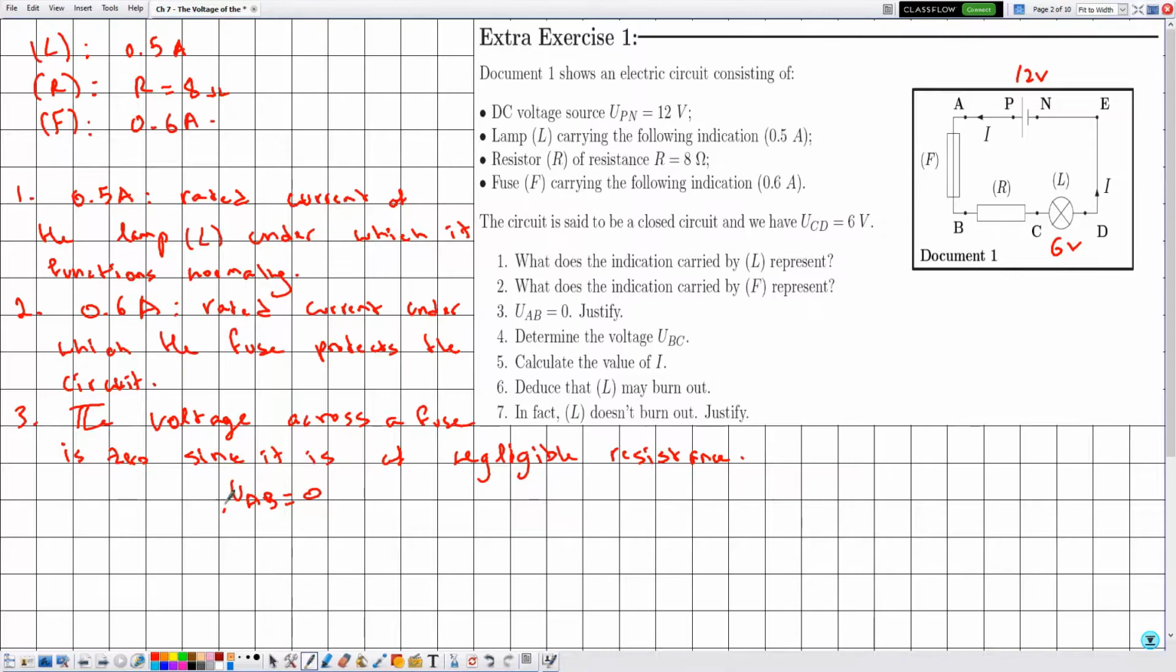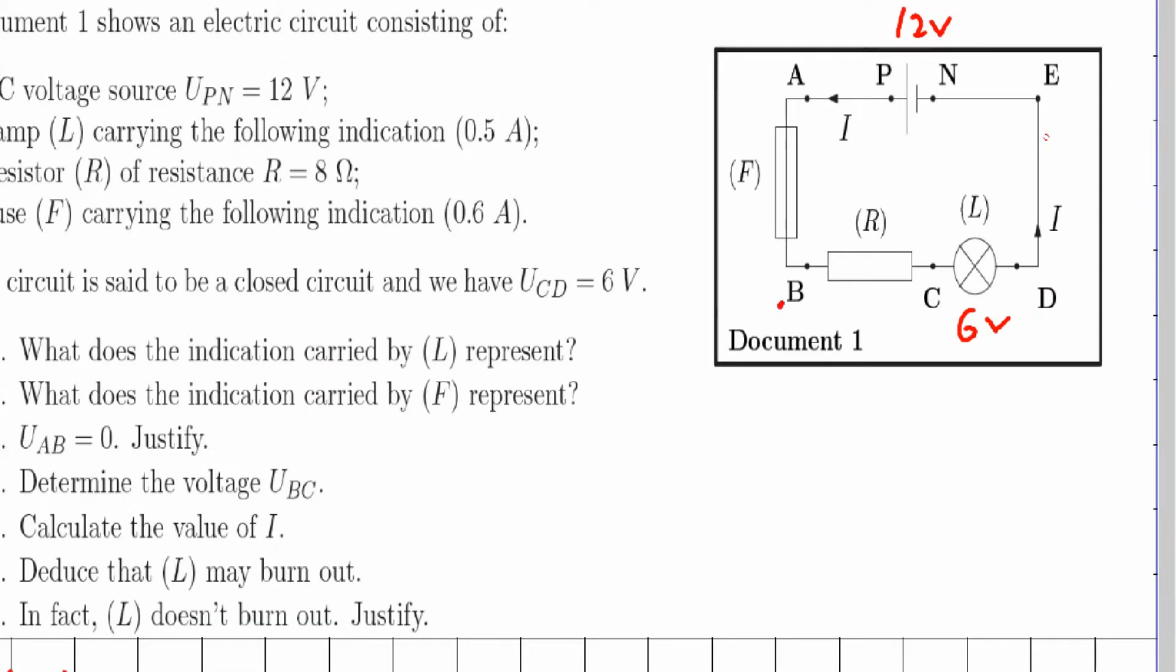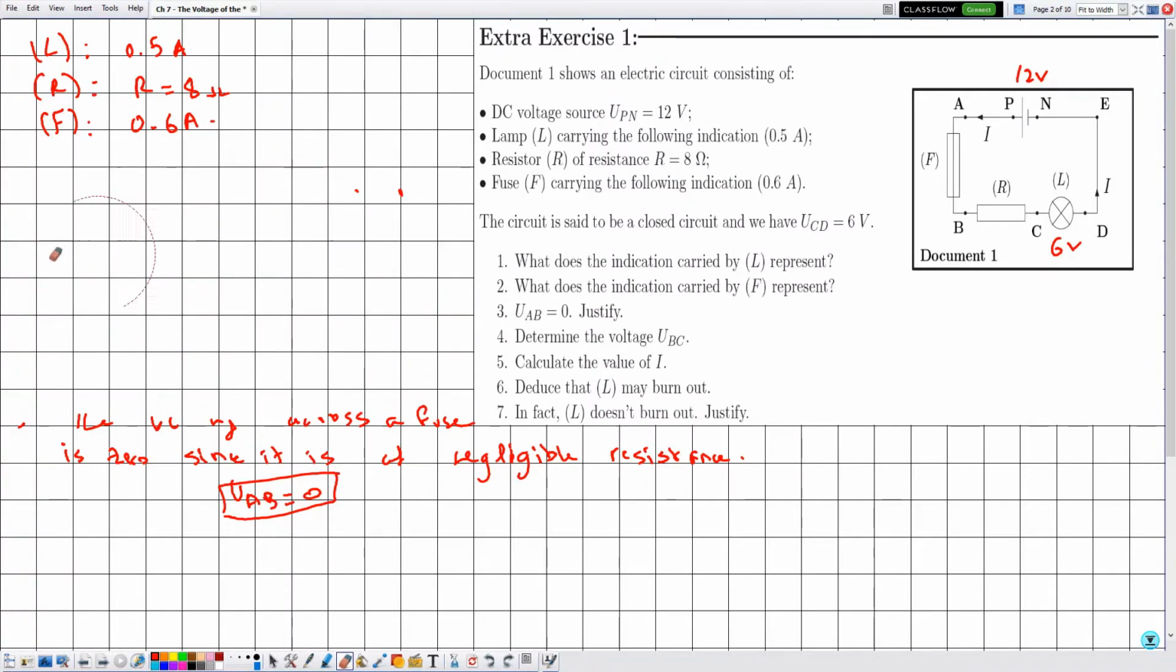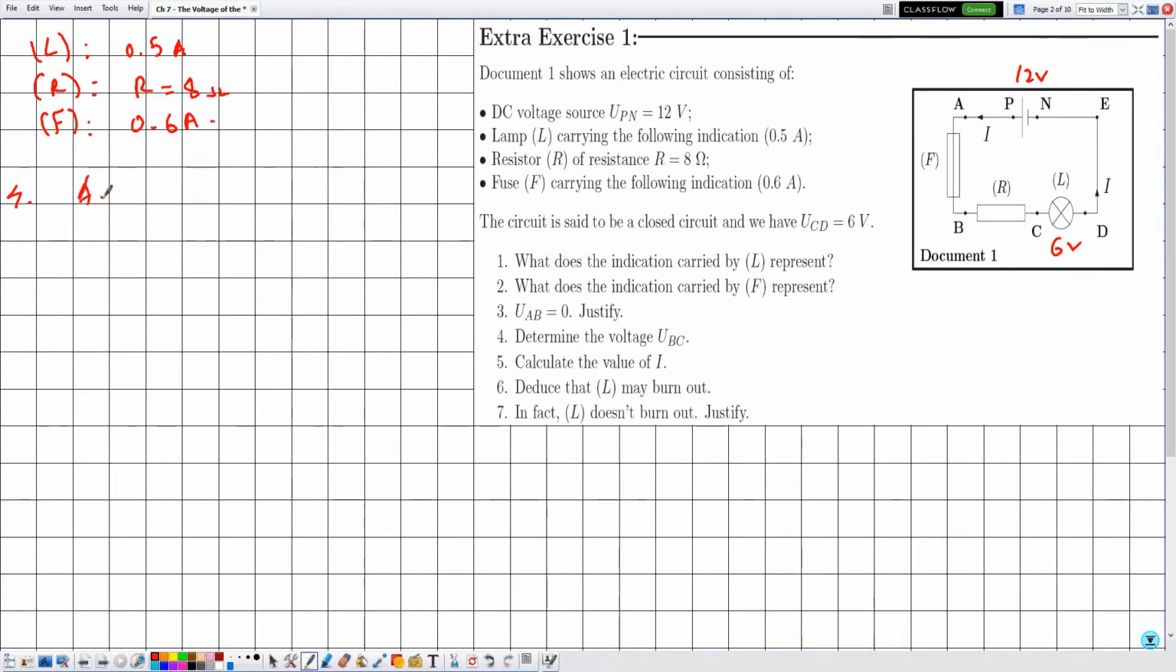Whenever they are asking me about voltage across branches, it means that we need to use the law of addition of voltages. Now in number 4 they are telling me to determine the voltage UBC. So indeed this can be determined using the law of addition of voltages. Let me make some space here. Then apply the law of addition of voltages.